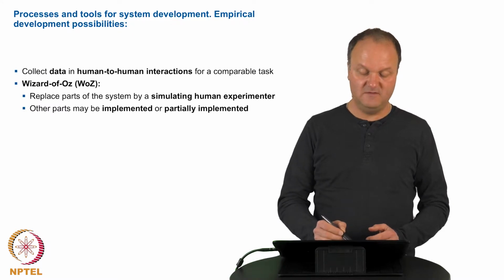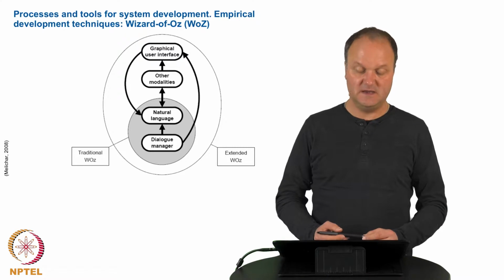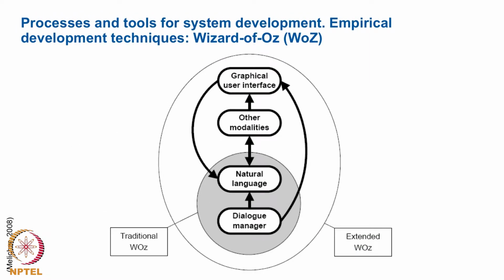The parts which are replaced by the wizard can be illustrated in the picture behind me. In a classical, for example, spoken dialogue system, you would have a wizard replacing a natural language generation component and a dialogue manager. And as soon as a text-to-speech synthesizer becomes available, then perhaps also this component here can be taken over by the machine. If we have a multimodal interactive system, we might want to also address other modalities, for example, gesture recognition, face recognition, and things like that. It might also provide additional output capabilities, like a graphical user interface. Then we're talking about an extended Wizard of Oz scenario.